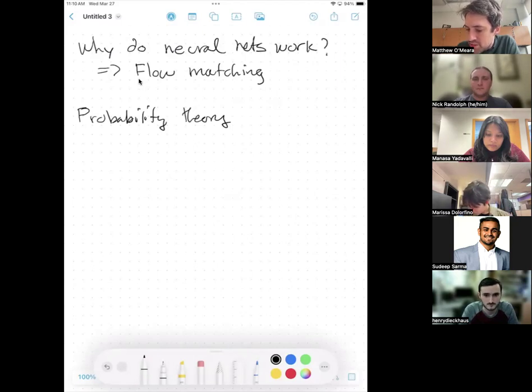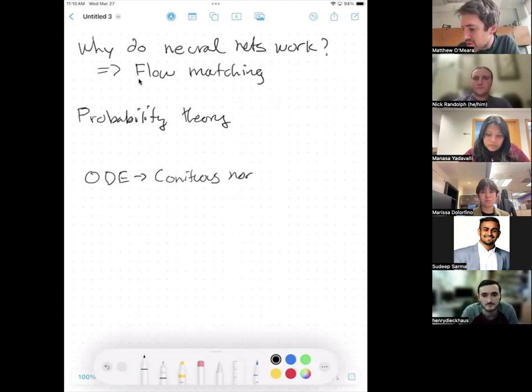So the first piece will be ODEs, and then continuous normalizing flows.